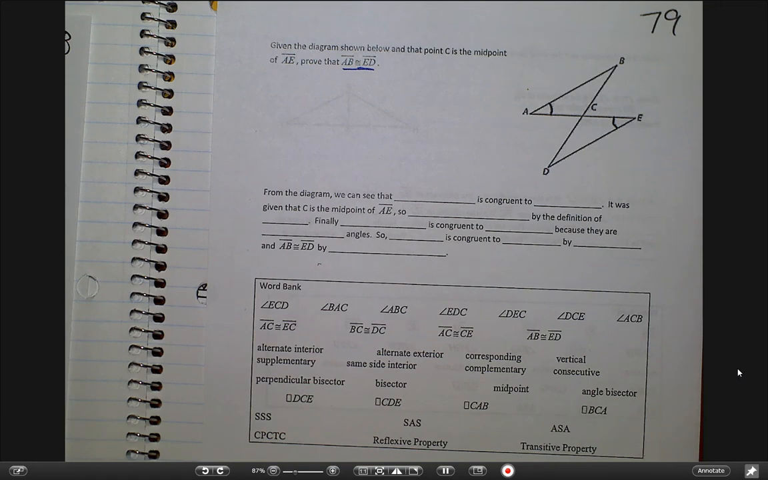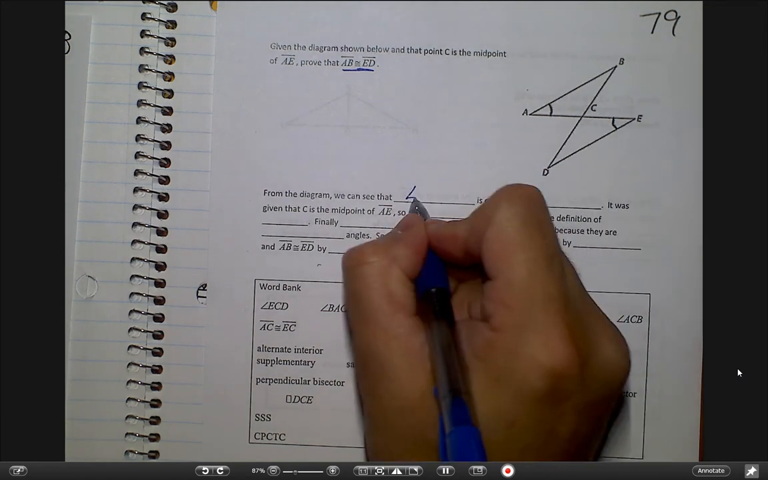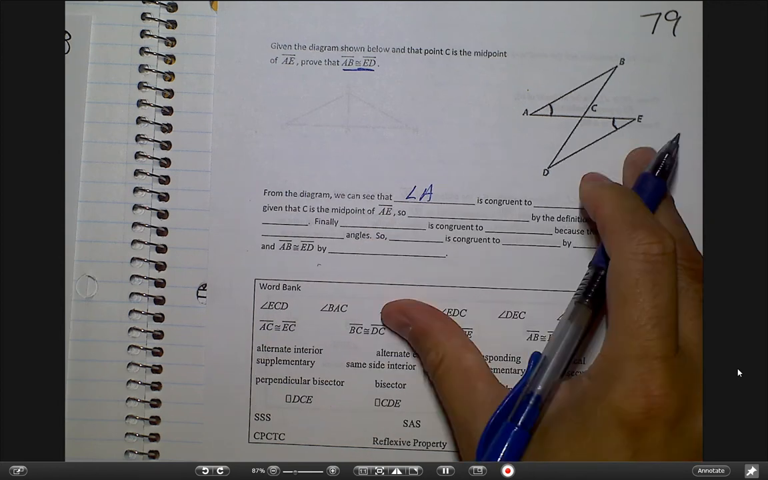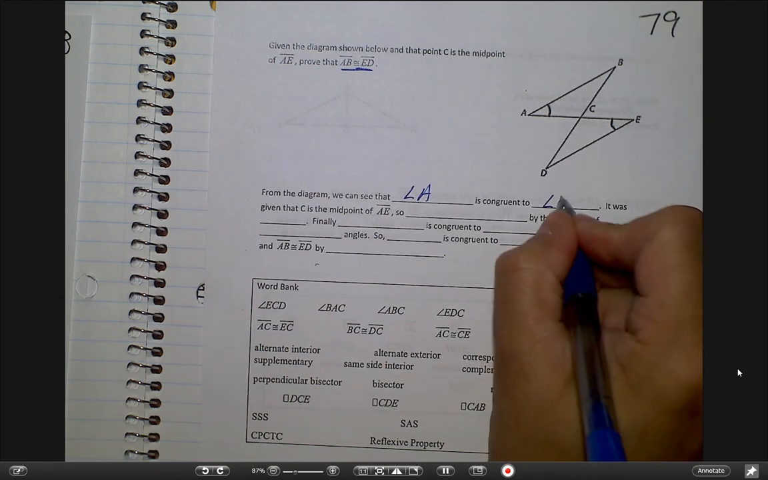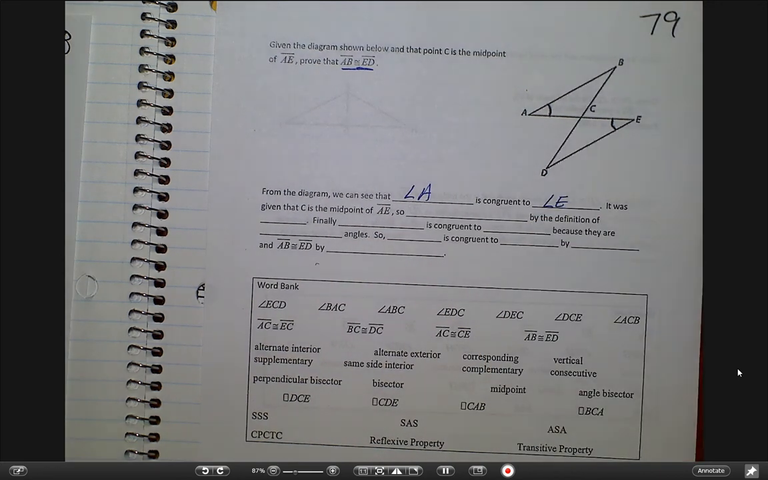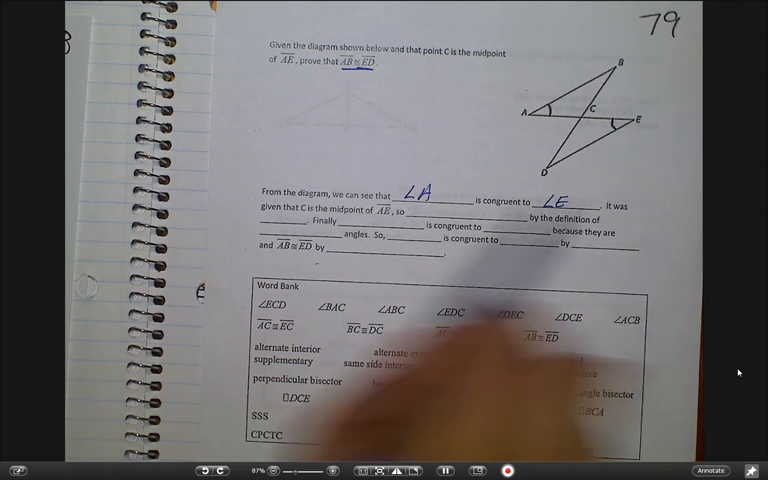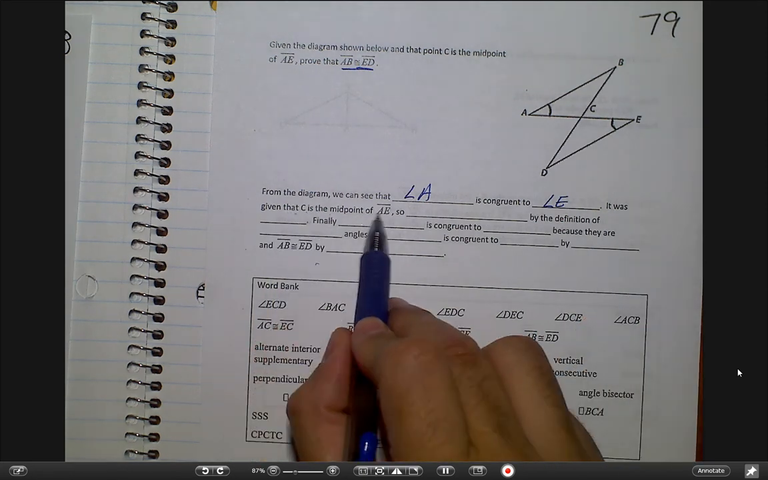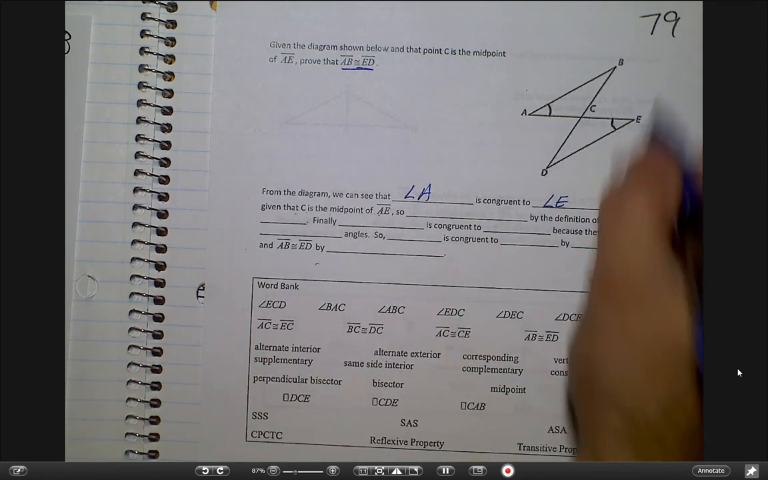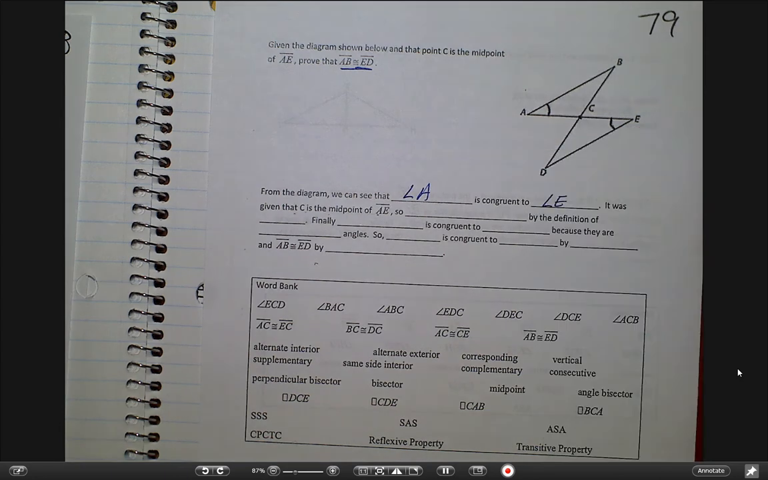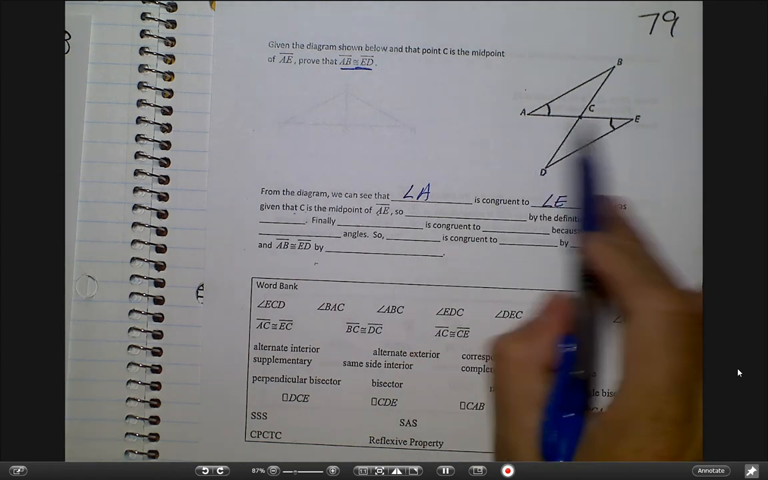what's congruent? Angle A is congruent to angle E. Very good. It was given that C is the midpoint of AE. C is the midpoint of AE, right?